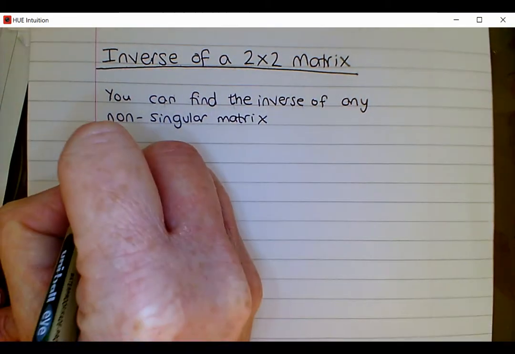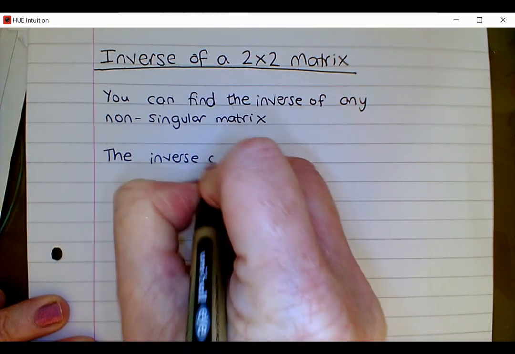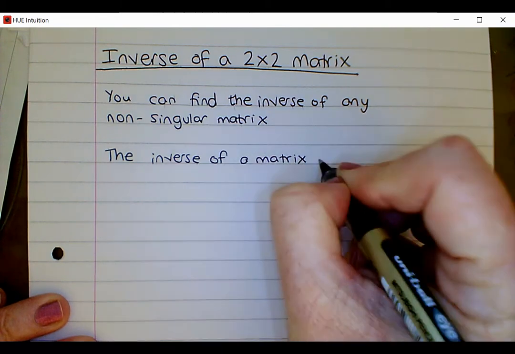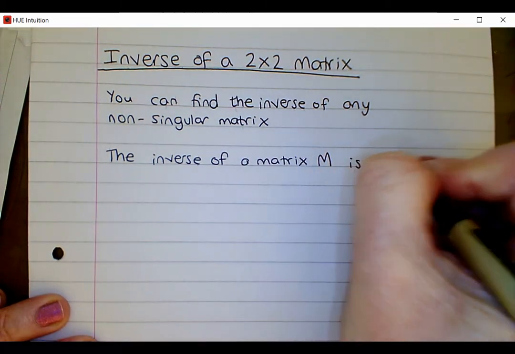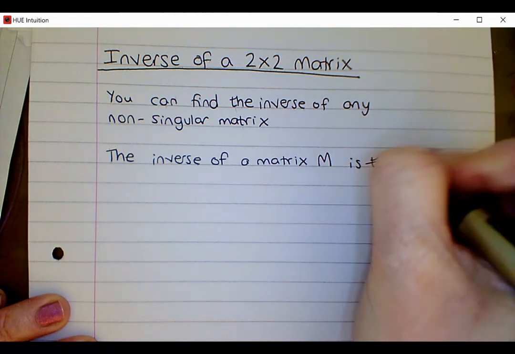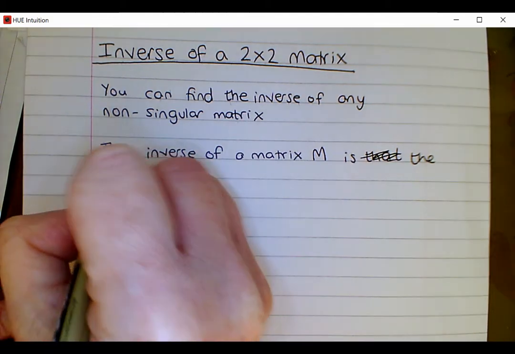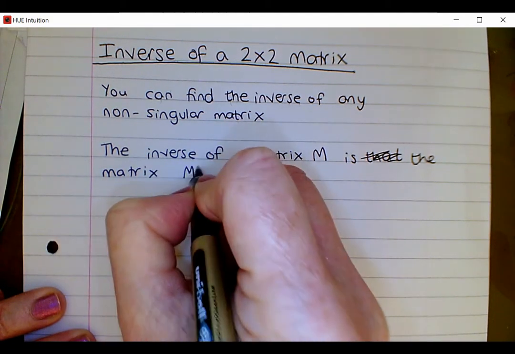And the inverse notation: the inverse of a matrix, if I say this matrix is M, the inverse of the matrix M is the matrix M minus 1.